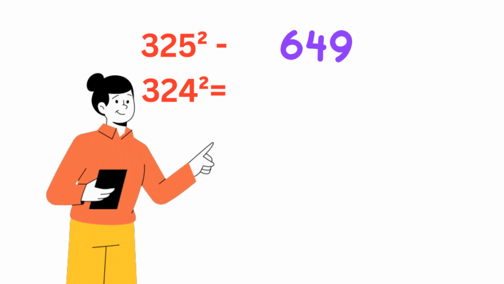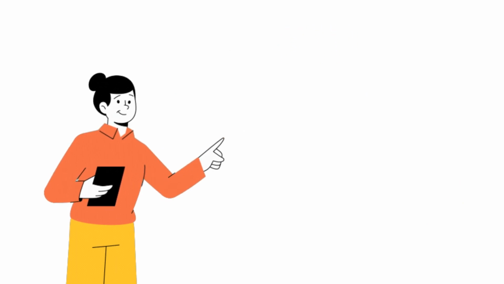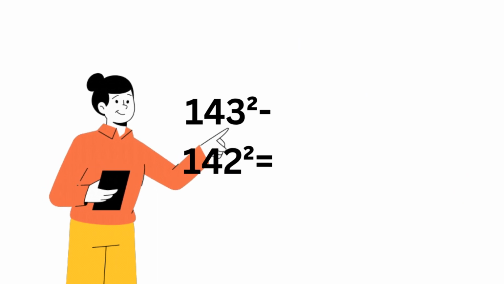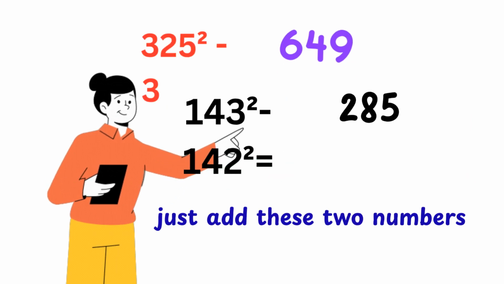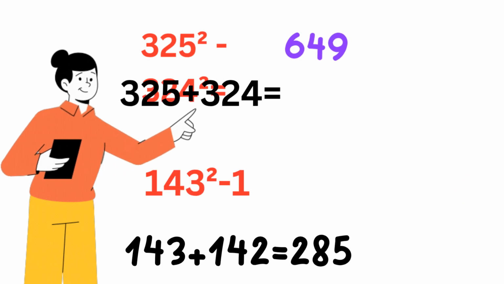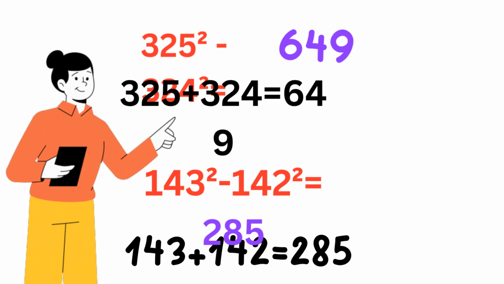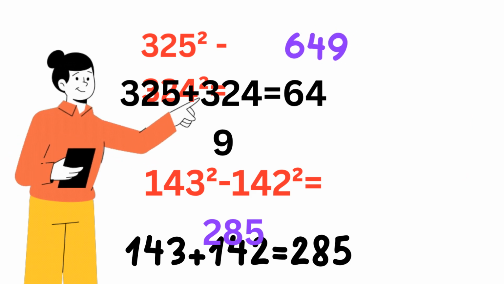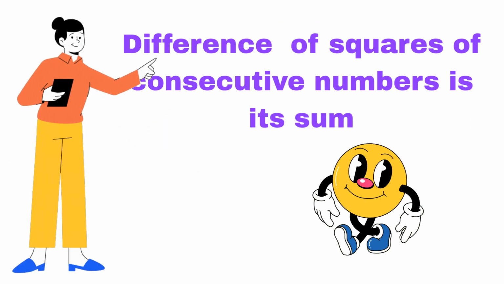Let's try one more question. 143 squared minus 142 squared is? The answer is 285. The trick is, just add the two numbers. This rule is applicable only for consecutive numbers. So, the difference of squares of consecutive numbers is their sum.